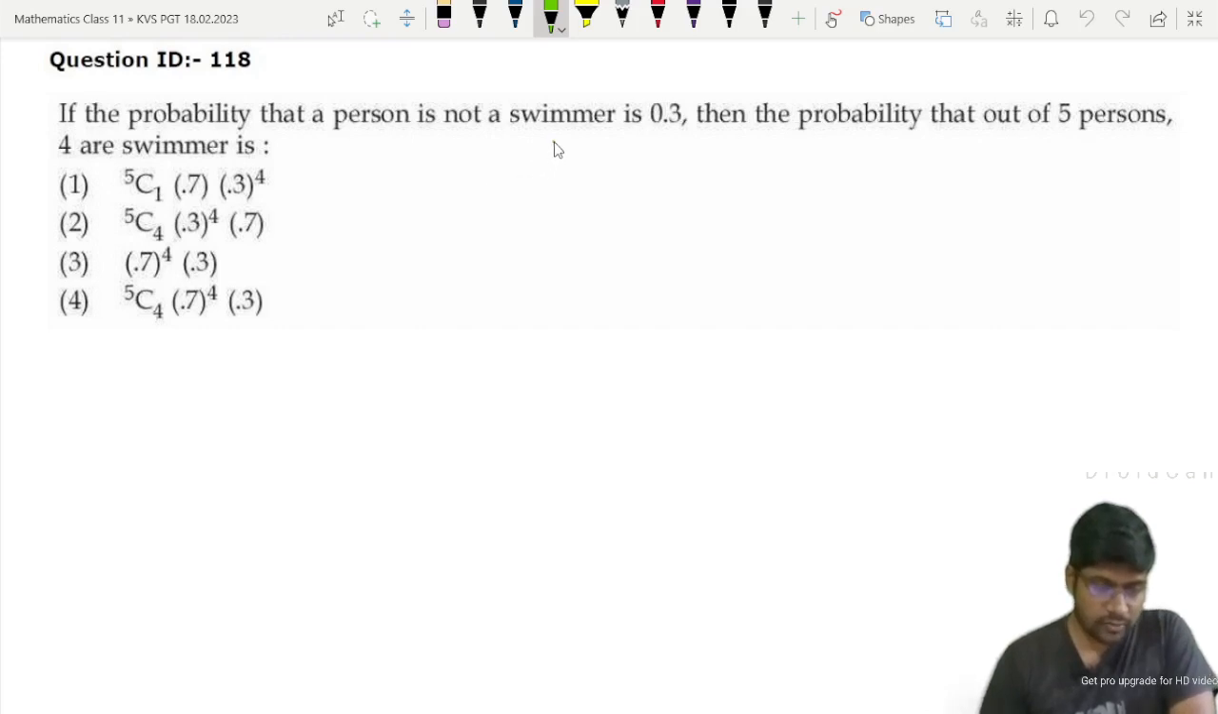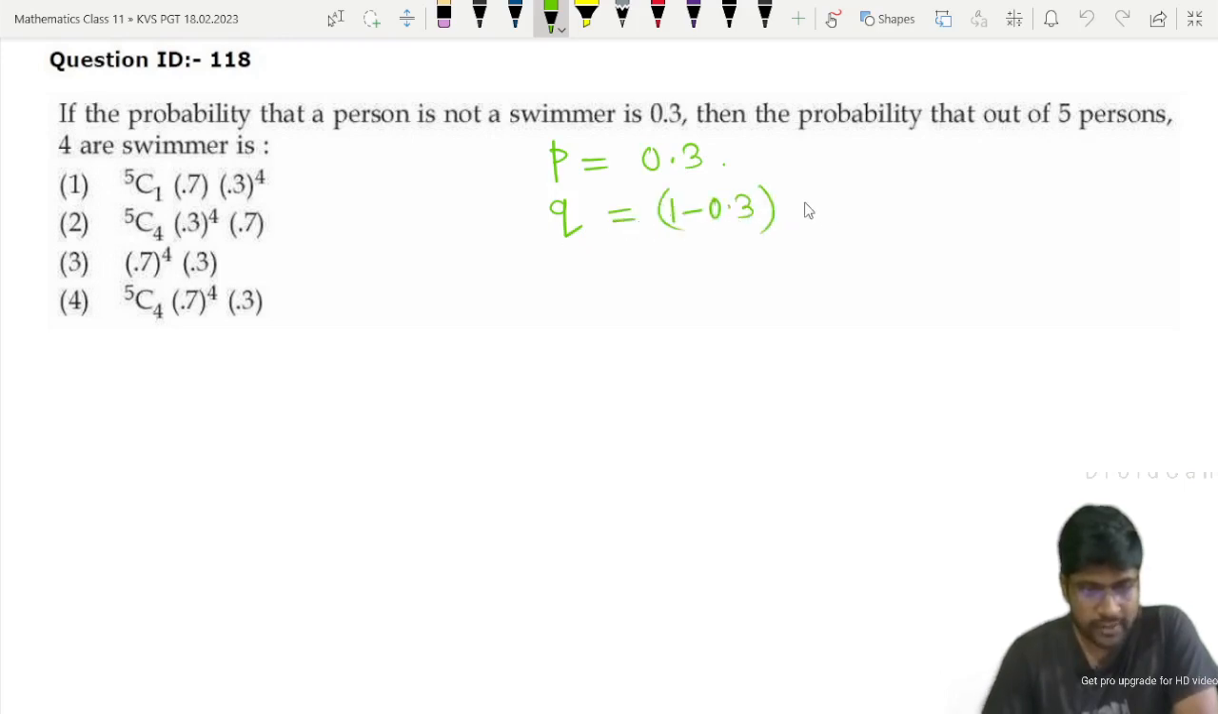So the probability of success, that is P, is equal to 0.3 and the probability of failure, that is Q, is equal to 1 minus 0.3, that is equal to 0.7. So again I am telling, P is the probability of being a swimmer and Q is of being a non-swimmer.